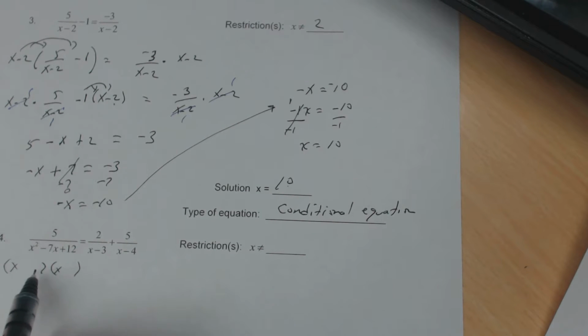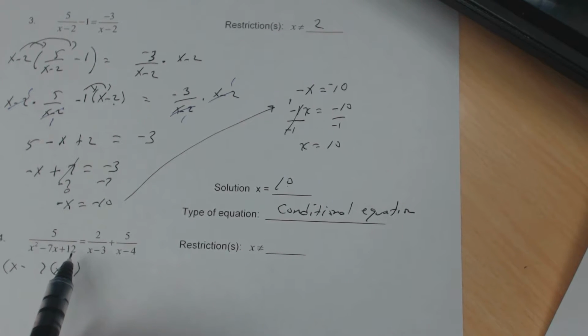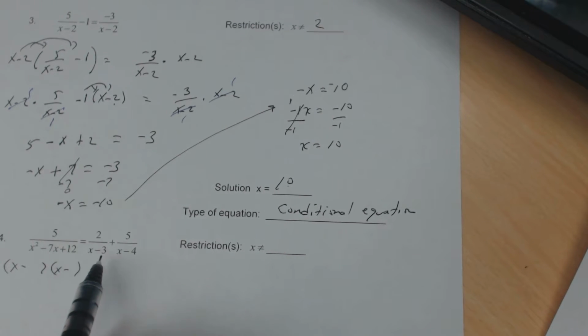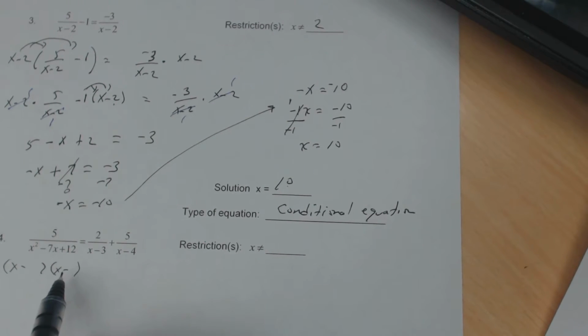That means both these signs in here are the same as the middle sign, so it'll be both negative. And there are several possibilities for 12: 12 times 1, 2 times 6, 3 times 4. Since these were 3 and 4, let's use them. So let's see if that works.